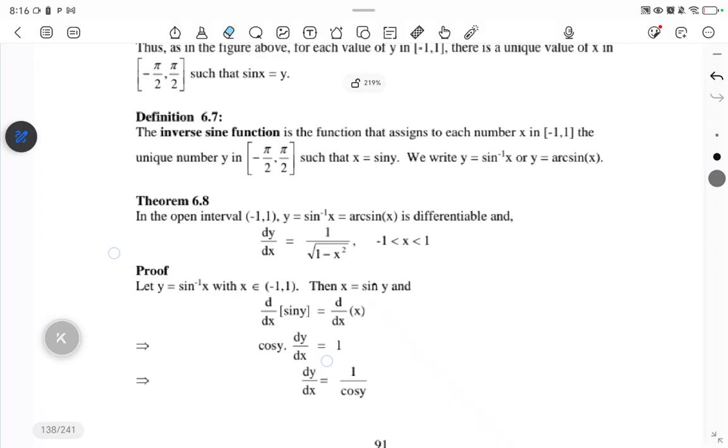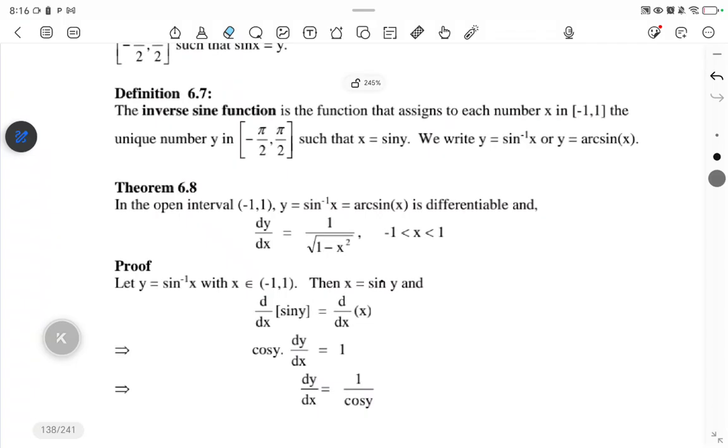So when we come to this proof, we're given a theorem that says in the open interval -1 and 1, y is equals to arc sine of x, and arc sine of x is differentiable, which means that dy over dx will be equal to this, right? What is this doing? Yeah, dy over dx is equal to this.